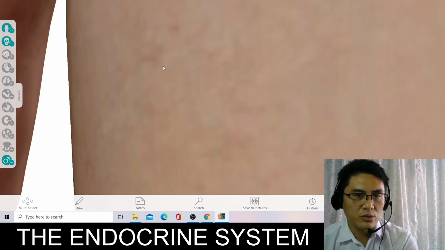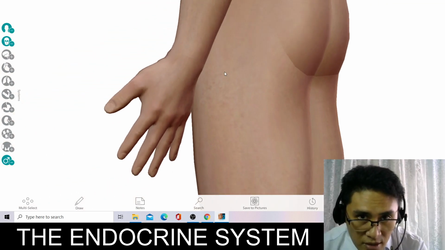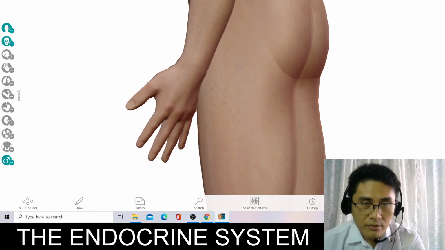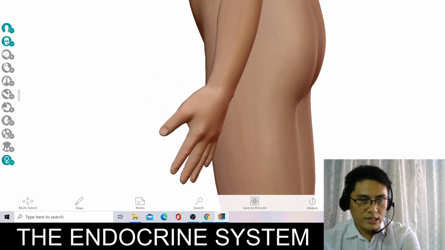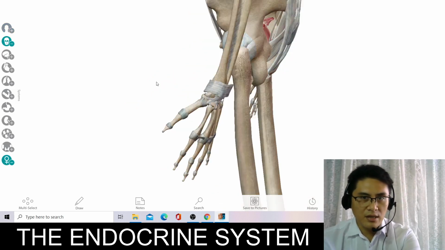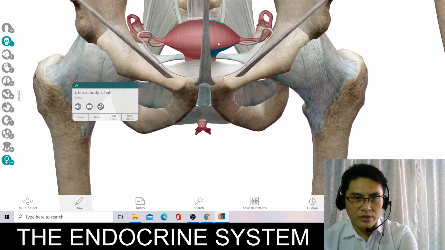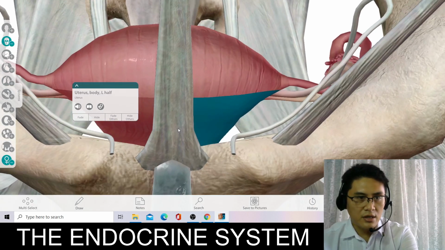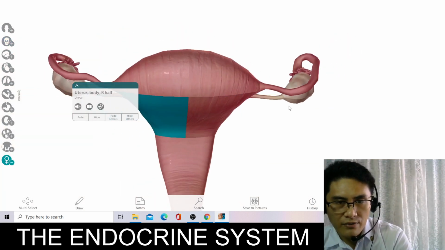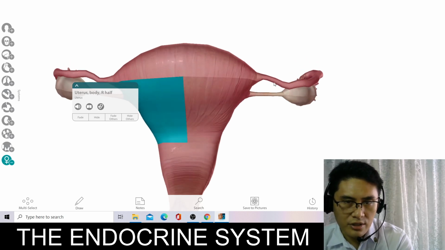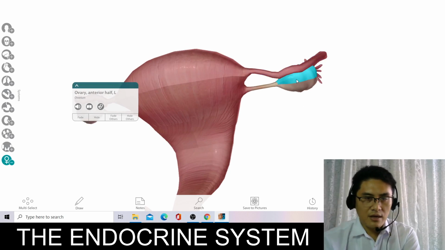now switch to a female model, so that we can look at the female reproductive system. Let's remove the skin. And in here, you see this is your uterus for the girls. And if you remove the skeletal system, kind of hanging from the uterus or connected to the uterus are the fallopian tubes here. And then finally, this one is the ovary.